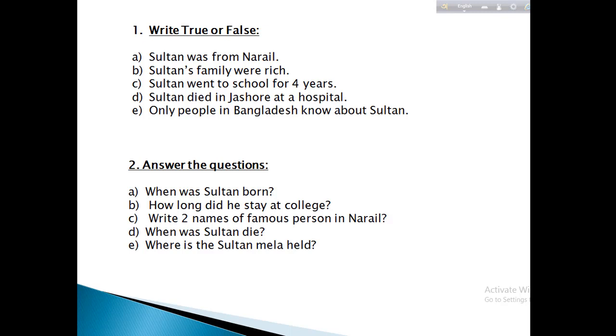Students, you will practice this passage more and more.